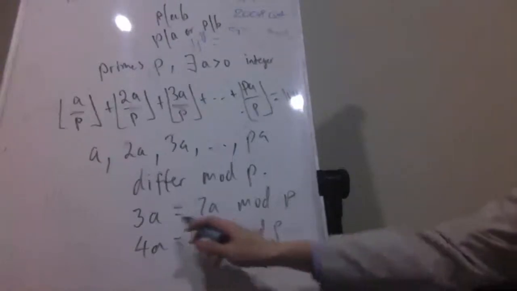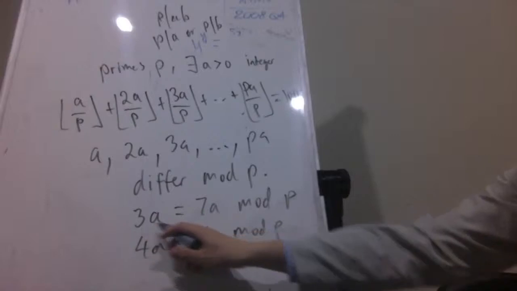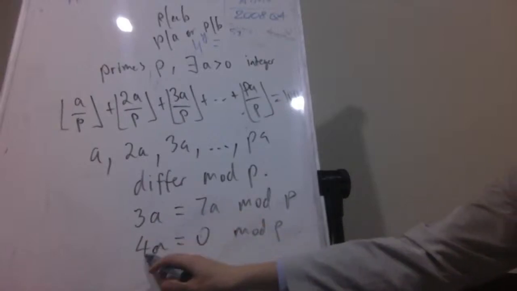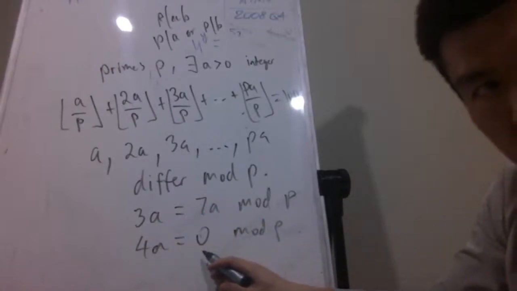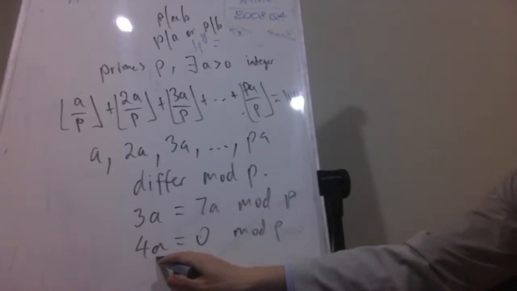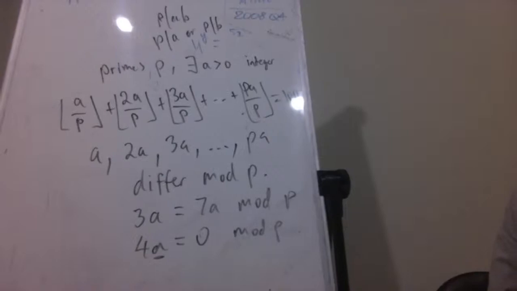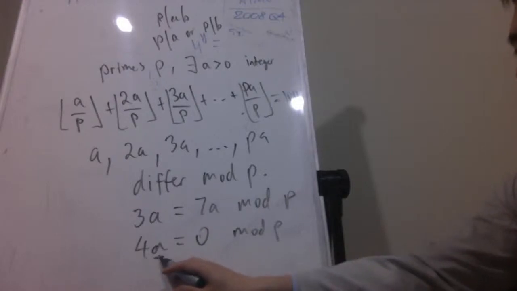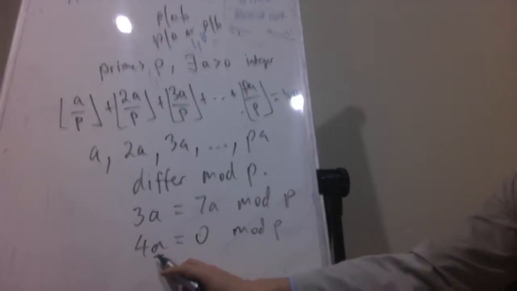So can you see, anytime you have some number times a equals something times a, then some small number times a will equal 0, basically. And if that happens, it means a is divisible by p. Because if p divides 4a, it has to divide either 4 or a.